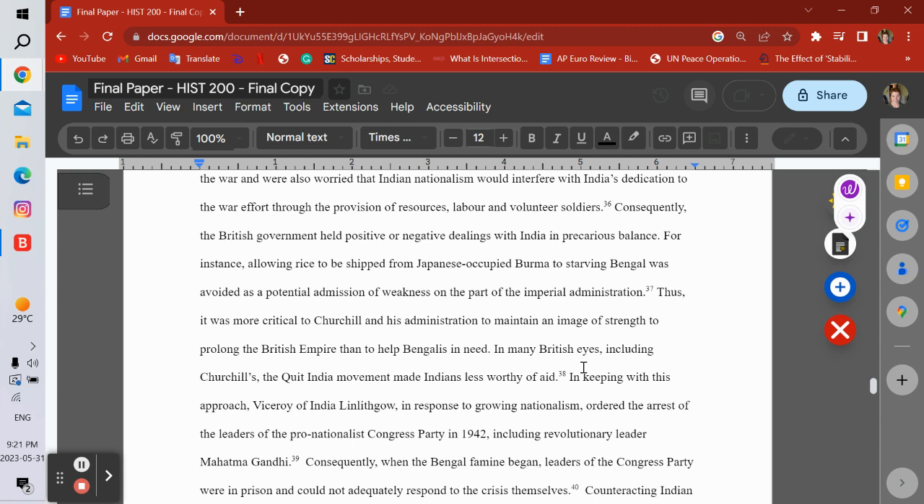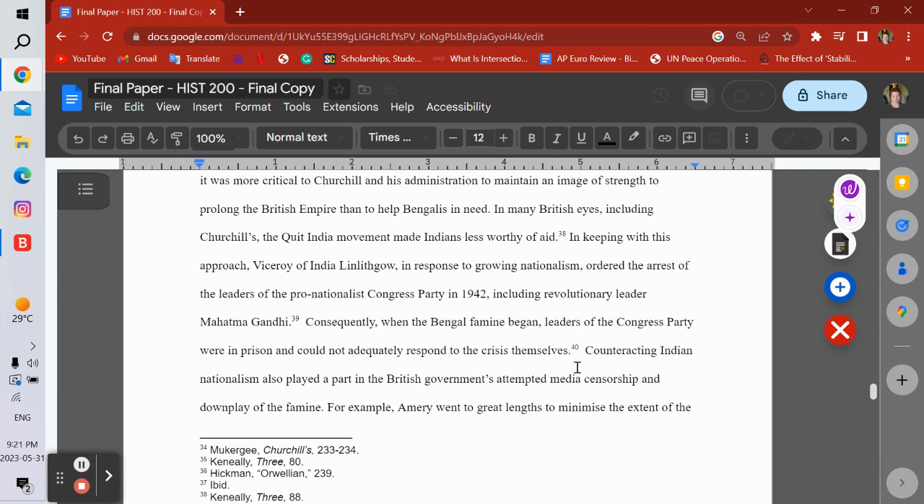In keeping with this approach, Viceroy of India, Linlithgow, in response to growing nationalism, ordered the arrest of the leaders of the pro-nationalist Congress Party in 1942, including revolutionary leader Mahatma Gandhi. Consequently, when the Bengal famine began, leaders of the Congress Party were in prison and could not adequately respond to the crisis themselves.